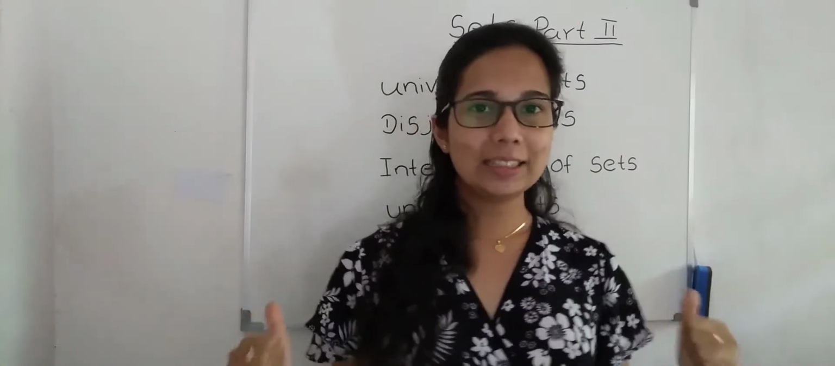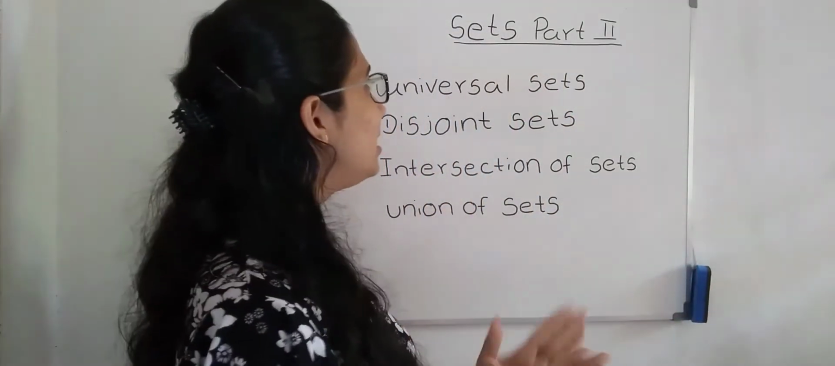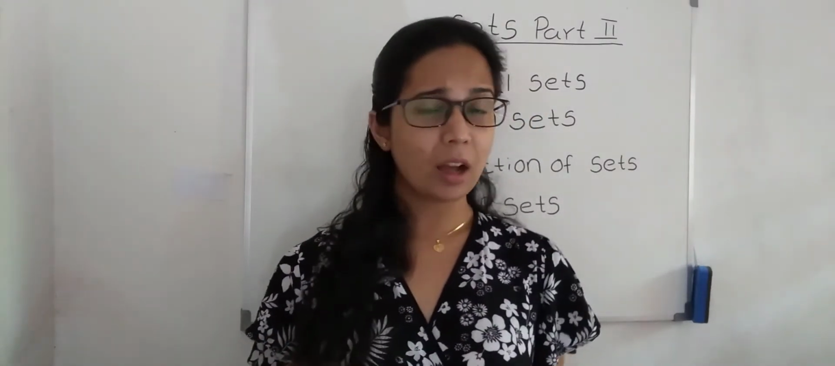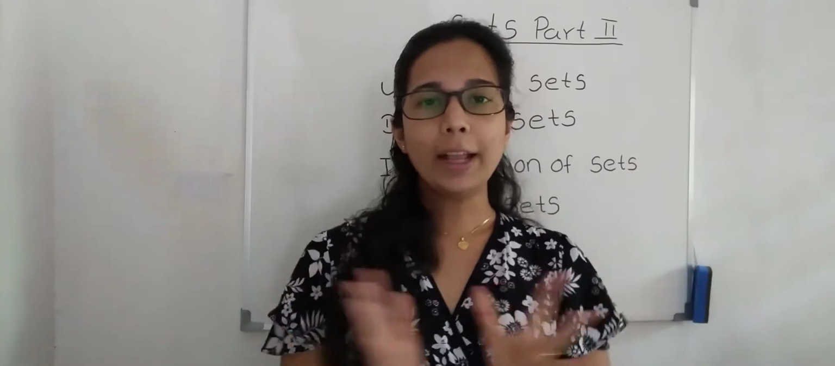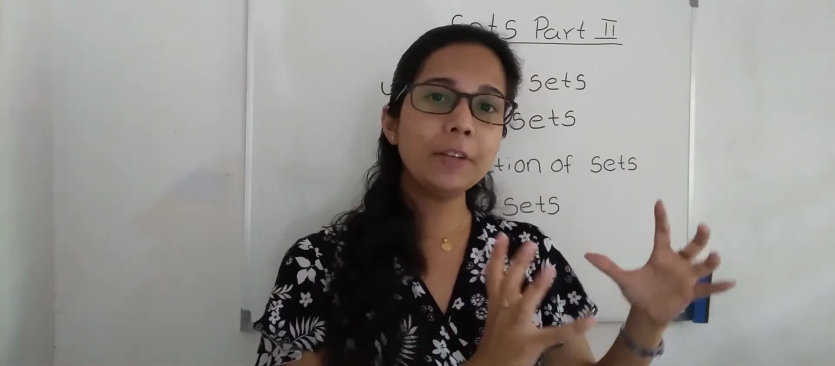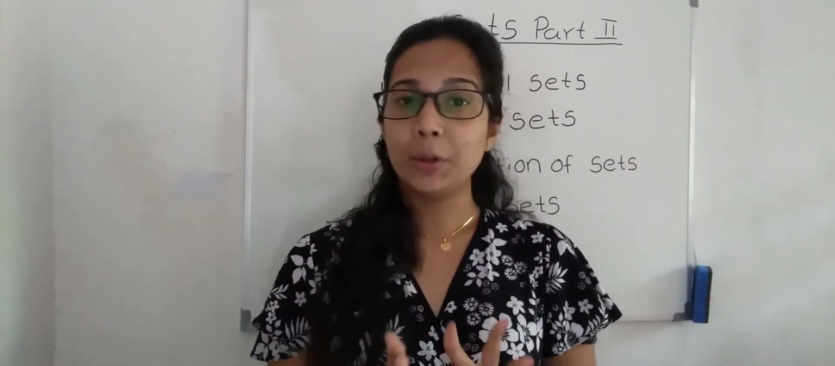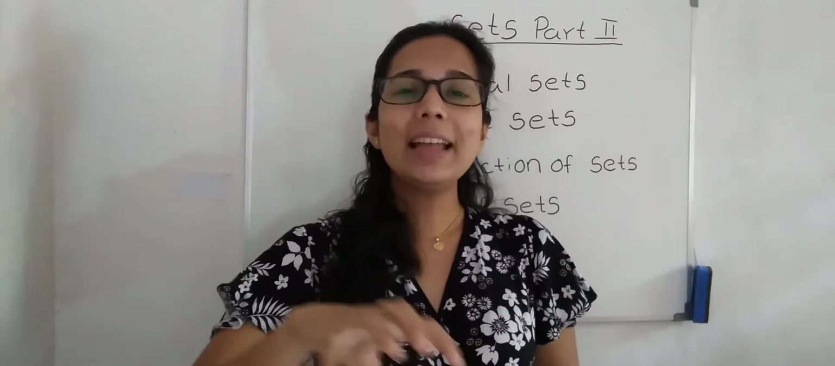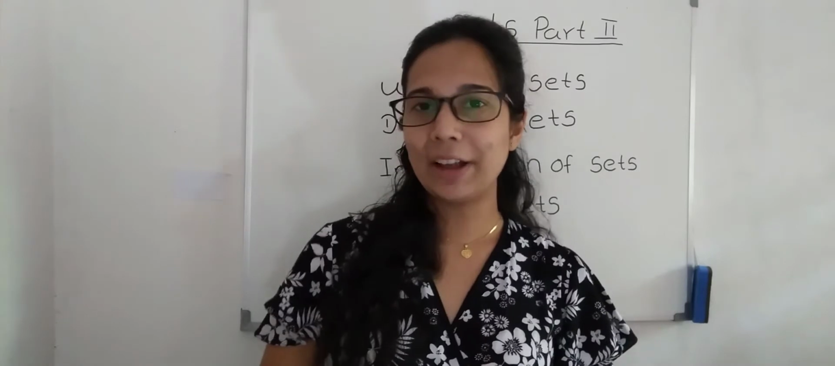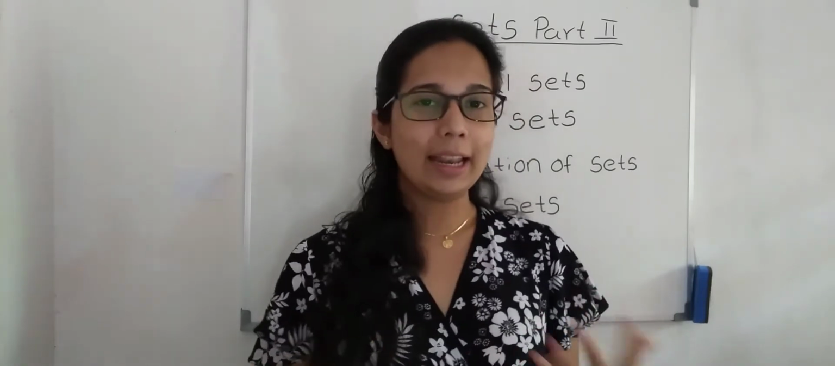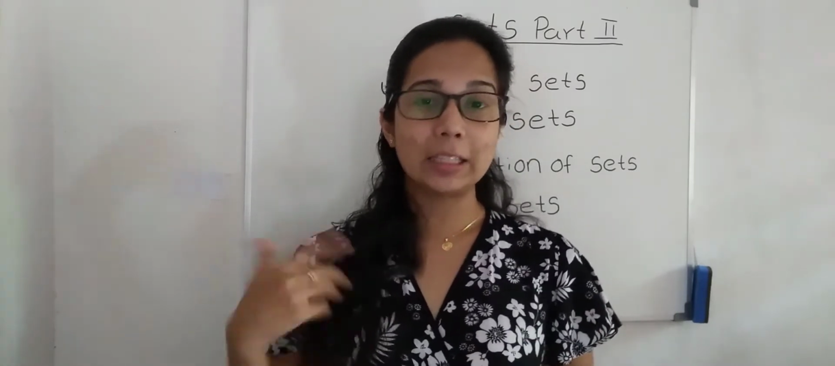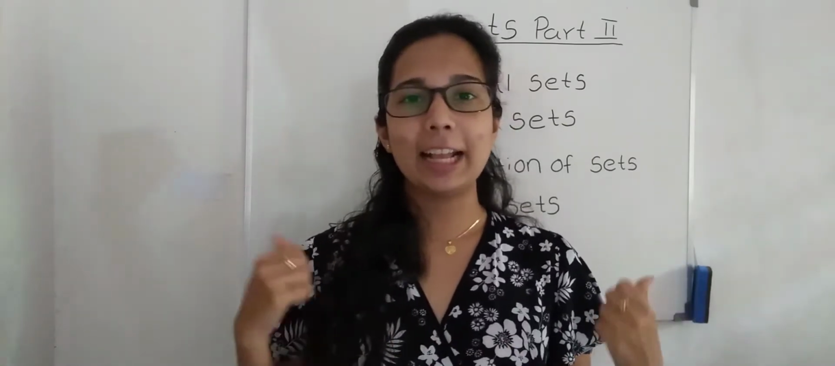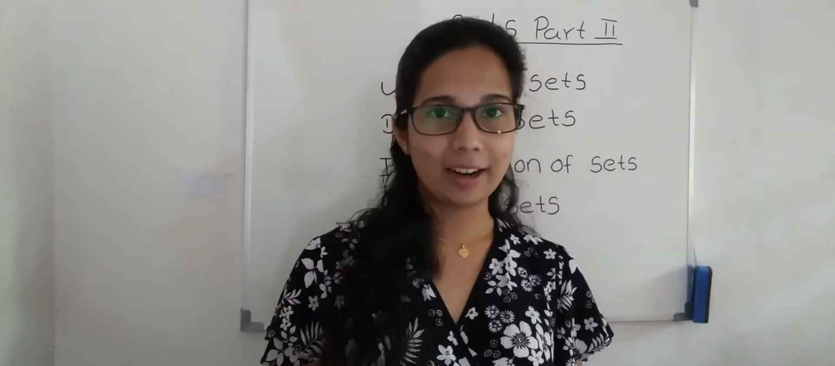Okay, today let's start with universal sets. So what is meant by a universal set? We can simply define a universal set like this: a universal set is a set which contains all the elements under consideration. Got it? Okay, let's take an example to explain that, because you will never forget it if I take an example to teach you.